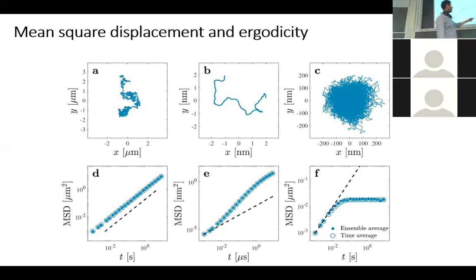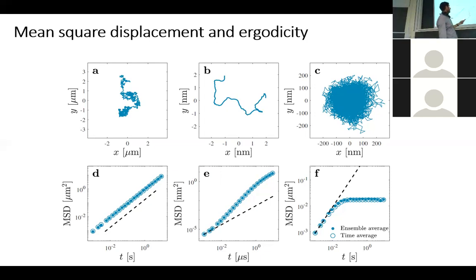And what is the ensemble average? The dots. I simulate the same particle many times from the beginning and take the mean square displacement for each one and make the average. So, average over many realizations or average over time from a single realization. Okay, that's the difference. And you see that for the Brownian motion, they're identical.